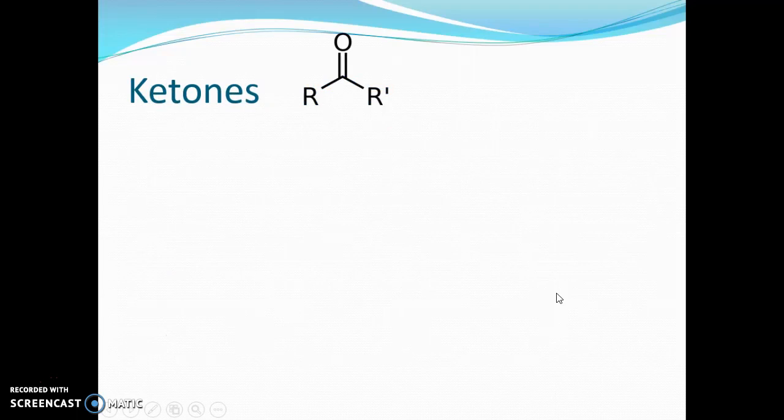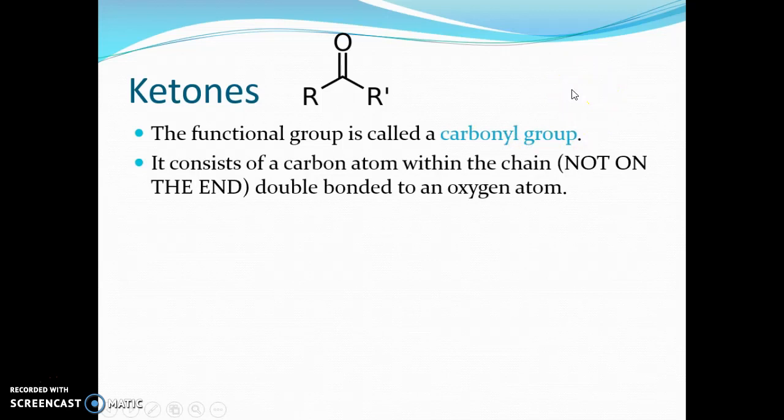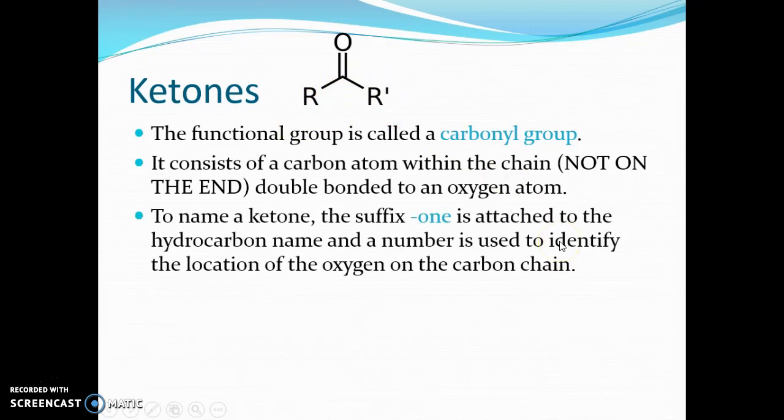Okay, second functional group is called a ketone. So you can see there it is. That's a C double bonded to an oxygen, and it is called a carbonyl group. Like I said, it consists of a carbon. The carbon can't be at the end of the chain. It's got to be within the chain. So both of these R's have to be carbon, at least one carbon. But it's a double bonded oxygen.